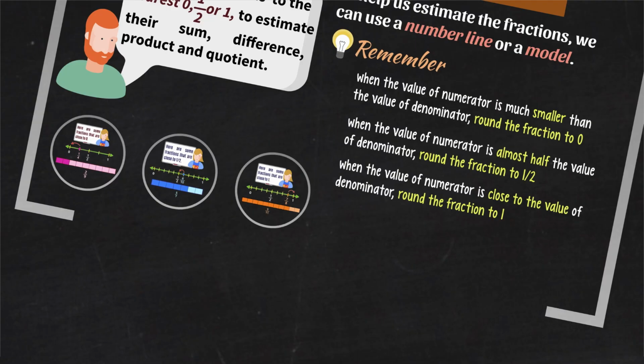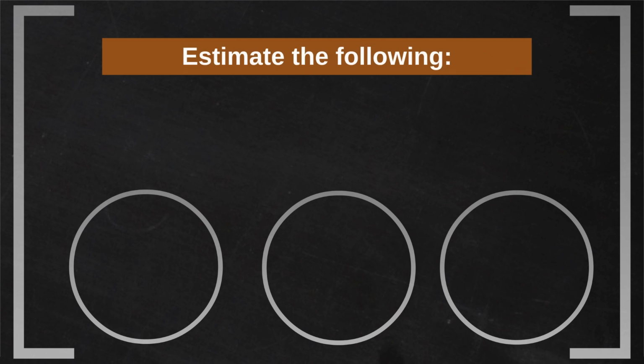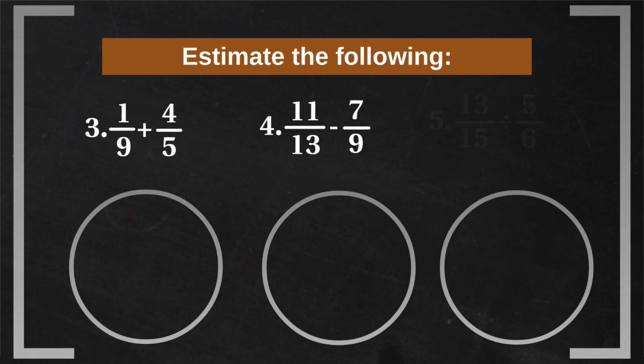Let's apply what we learned and solve some examples. Let's estimate the following expressions. We have 1/9 plus 4/5, 11/13 minus 7/9, and 13/15 divided by 5/6. Let's solve the first one. We have 1/9 plus 4/5.